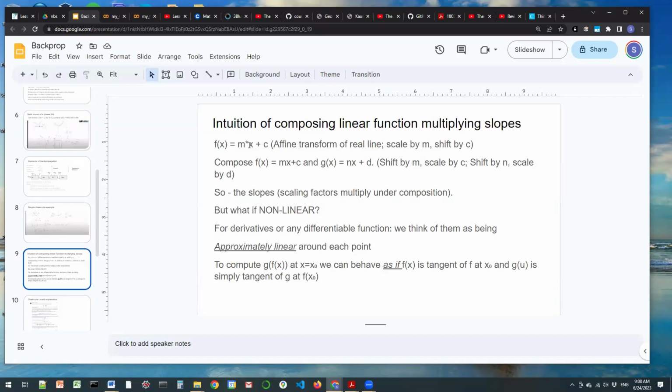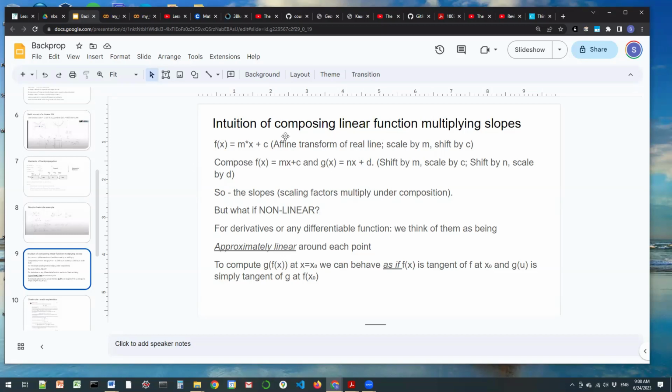So basically, what we are doing here is scaling by m. We scale the input by m and shift it by c. That's essentially what we do when we say y is mx plus c. We scale by m, shift by c, right? And then another equation, g of x, is nx plus d. So we scale by n, shift by d.